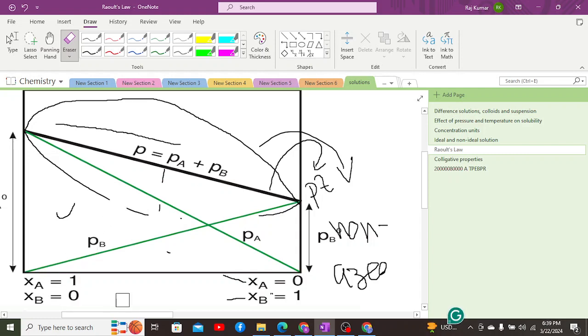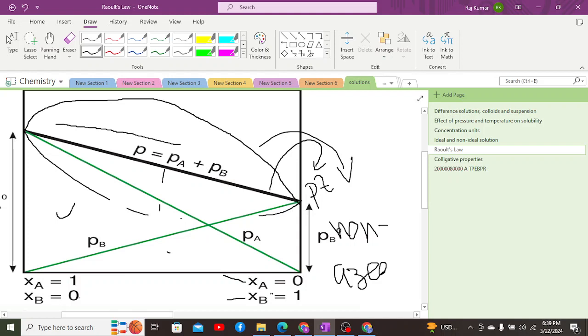And here, as you can see, there are certain points of consideration. If the mole fraction of B, the solvent, is increasing, then the vapor pressure of the solvent is also increasing. If the mole fraction of the solute is increasing, then the vapor pressure of the solute is increasing.